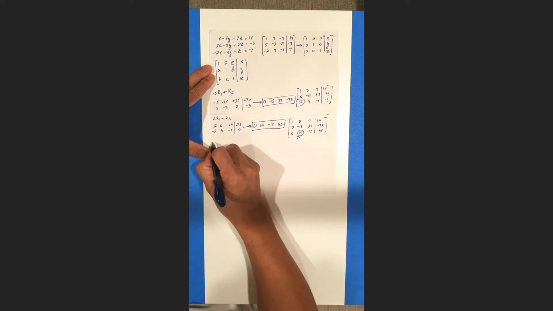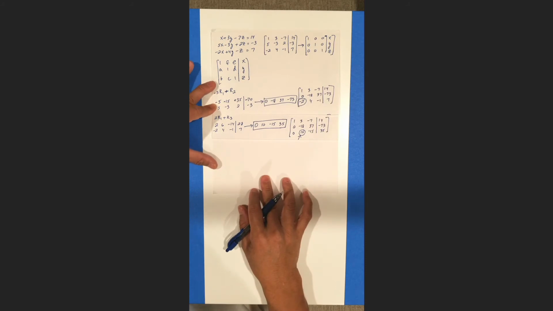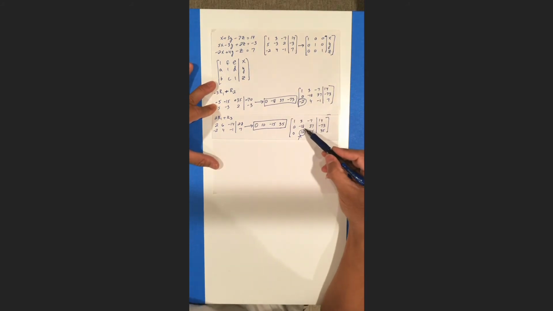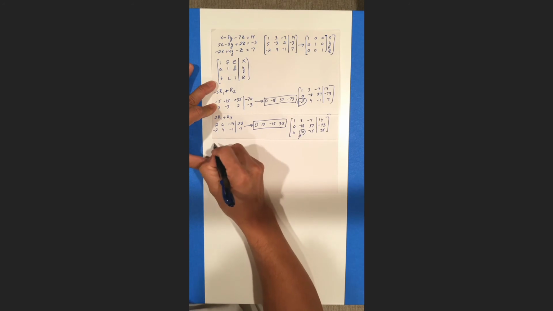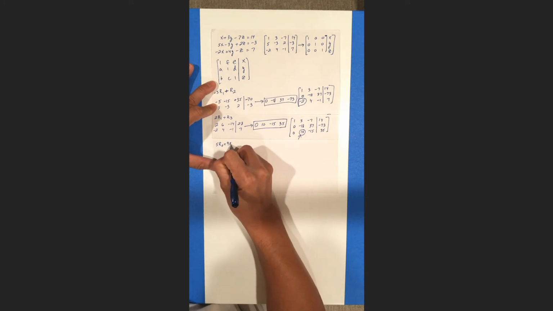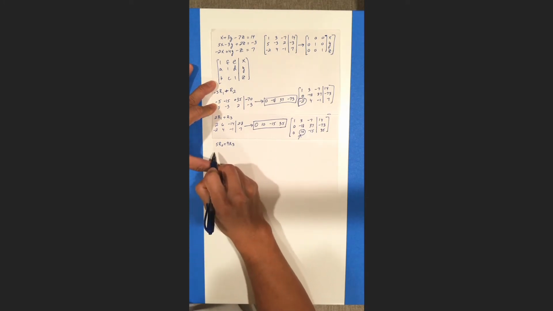We're going to do the least common multiple of negative 18 and 10, and that's going to be 90. So we're going to make these guys negative 90 and 90, okay? So we're going to take 5 row 2, and we're going to add this with 9 row 3, okay? So now we're going to multiply the second row by 5.